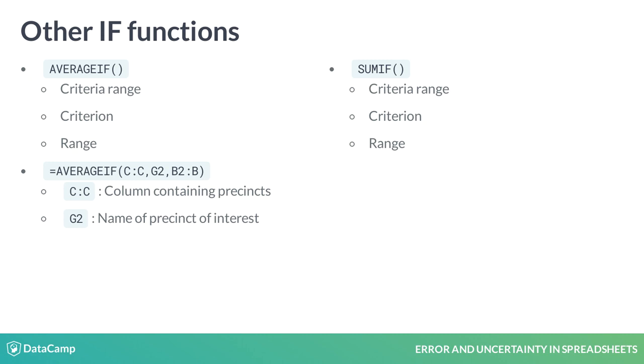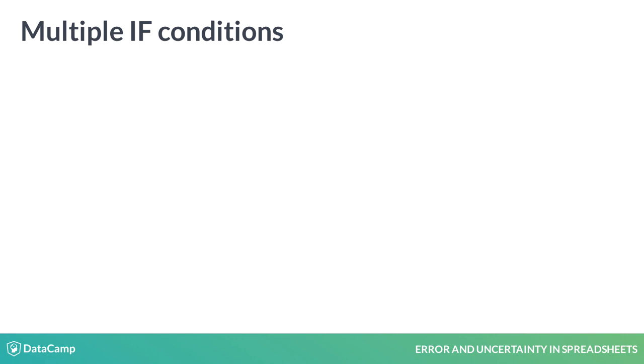Similarly, you can calculate the sum of crimes in various precincts by specifying the range of columns that contain precinct names, the criterion to evaluate, and the column containing counts of crimes in those precincts as the range to apply the sum function. So that will help us improve the insights from our data.